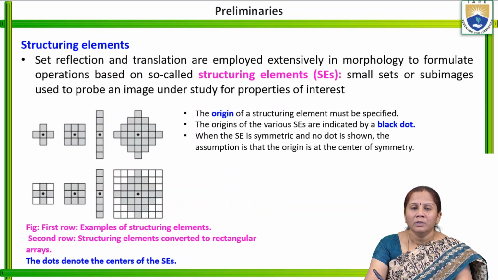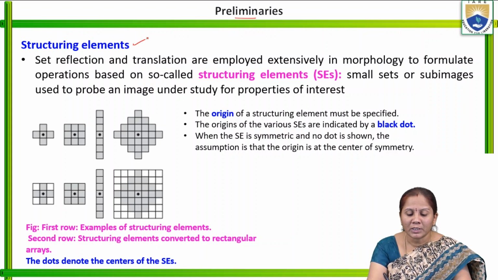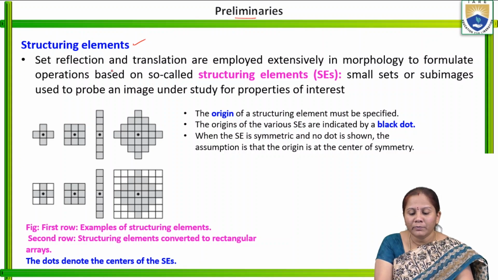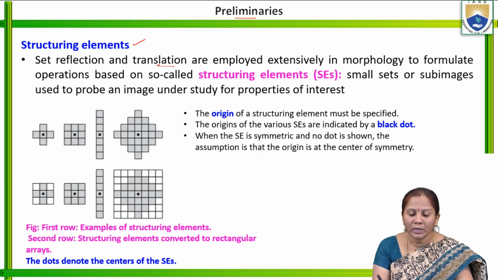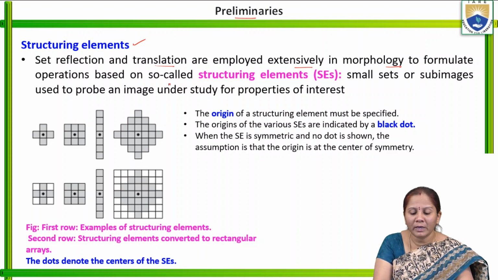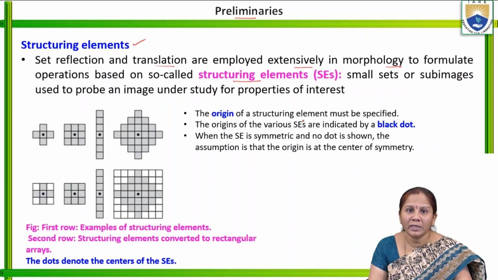Now, another important concept in these preliminaries is structuring elements. What is meant by structuring elements? What is the importance of this? How do you need to apply this on the image? Here we have discussed reflection and translation. The set reflection and translation are employed extensively in morphology to formulate operations based on structuring elements. So now, what is meant by a structuring element?